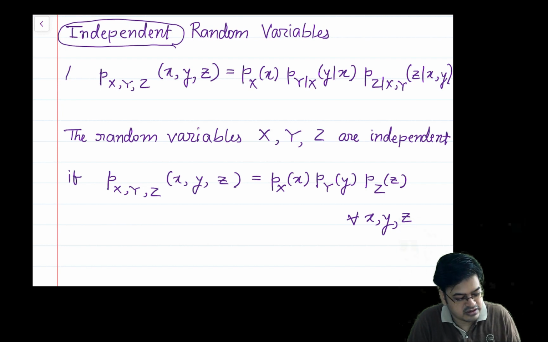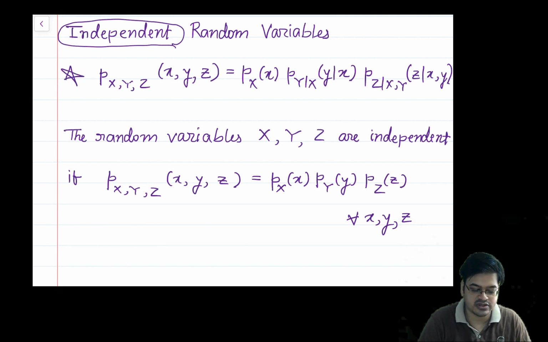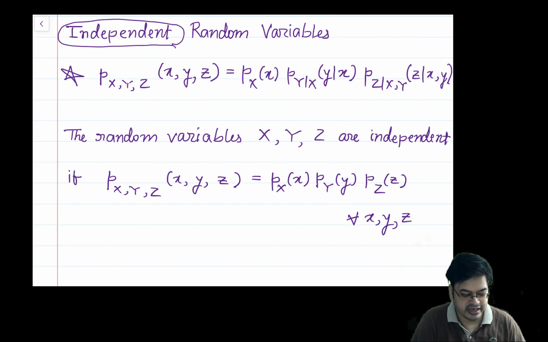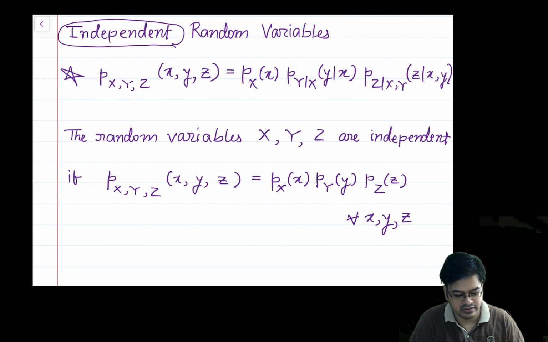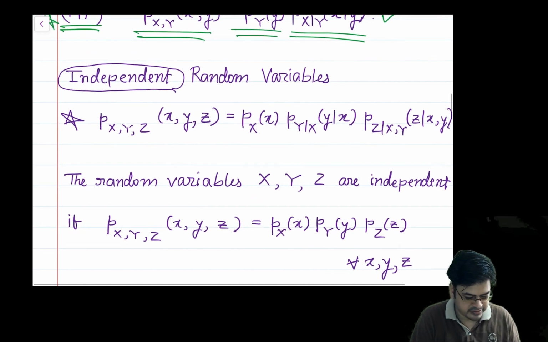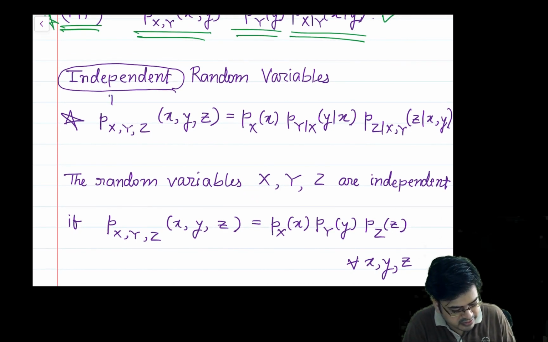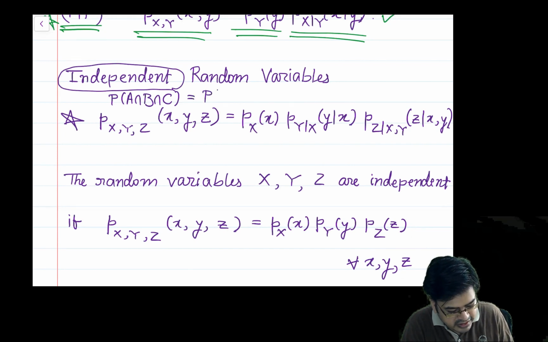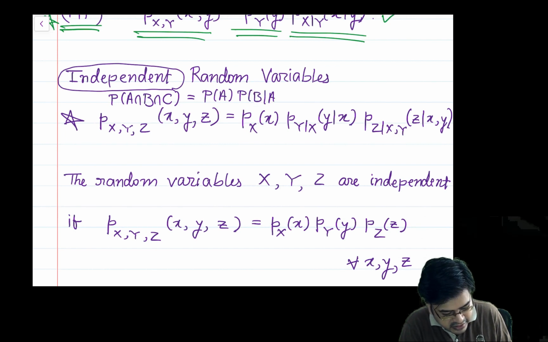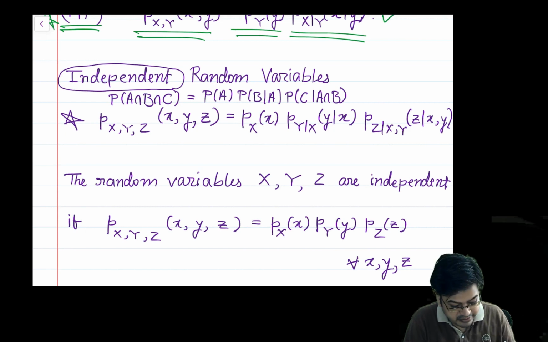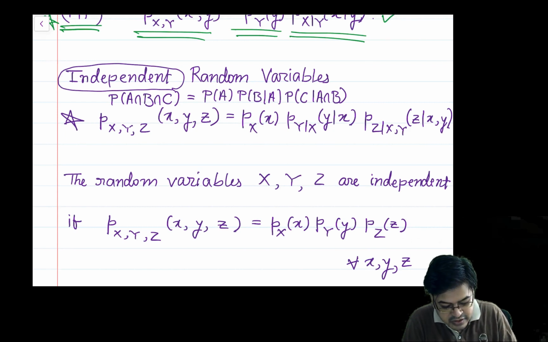So here is the generalized notion for three random variables. When I want to reproduce a multiplication rule for more than two random variables, in particular we will talk in terms of events. If we talk in terms of events, it is A intersection B intersection C. Then we write this as probability of A into probability of B given A into probability of C given A intersection B.